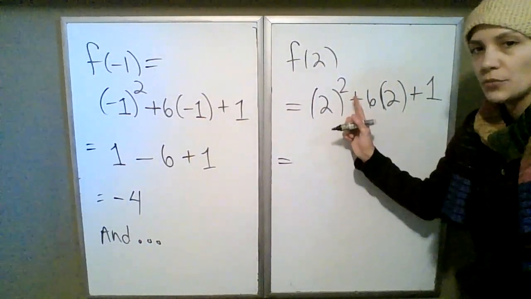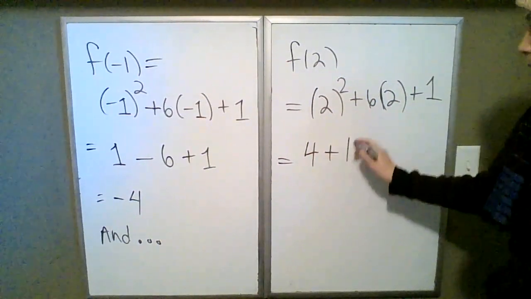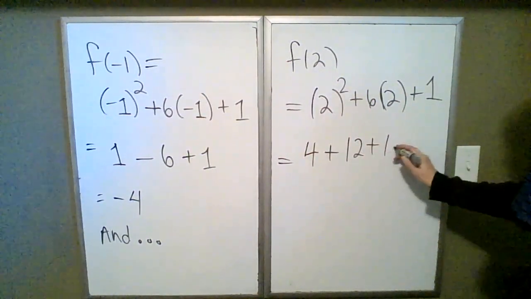Okay, 2 squared is 4, and then add 12, and add 1, 17.